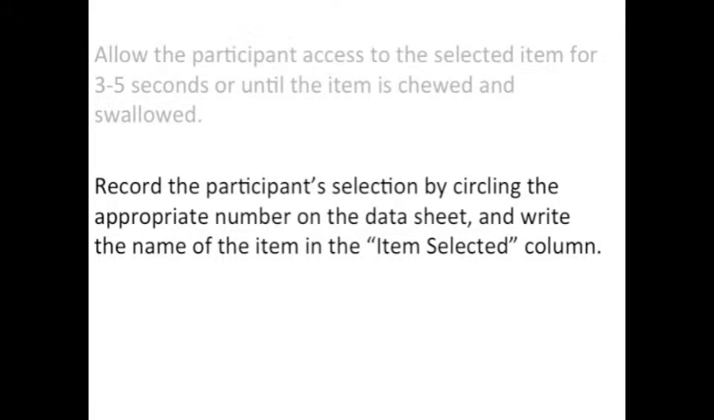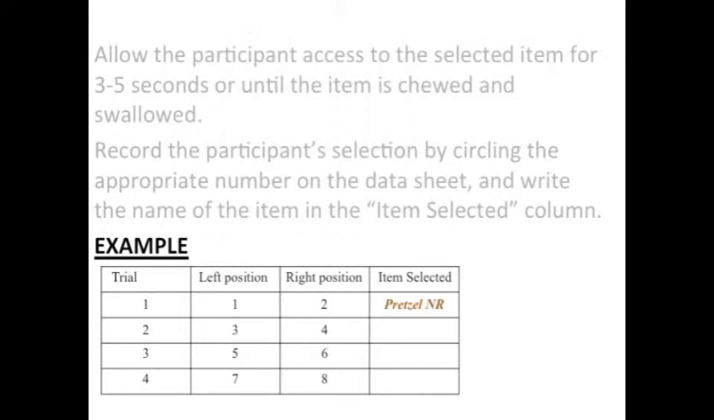Allow the participant access to the selected item for 3 to 5 seconds, or until the item is chewed and swallowed. Record the participant's selection by circling the appropriate number on the datasheet and write the name of that item in the Item Selected column. Below is an example.